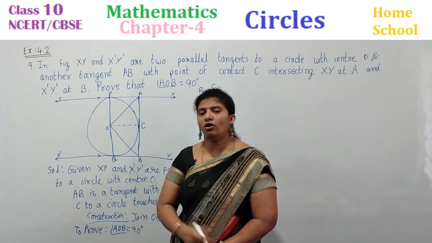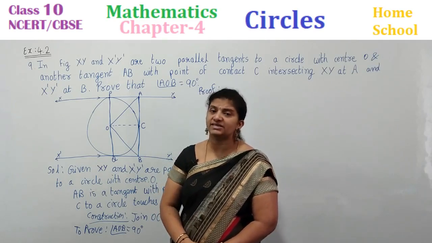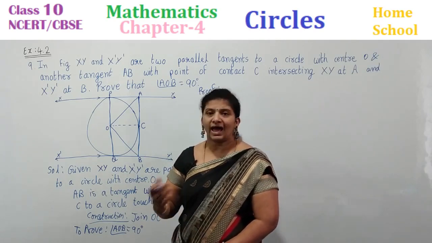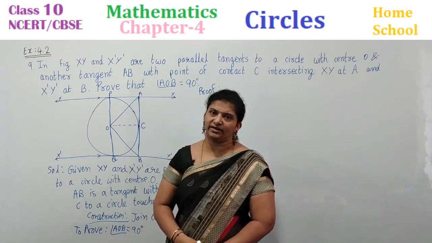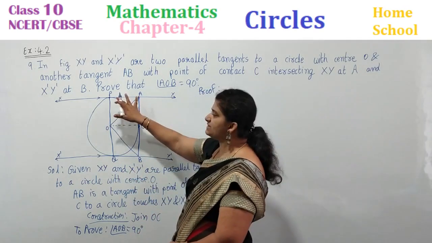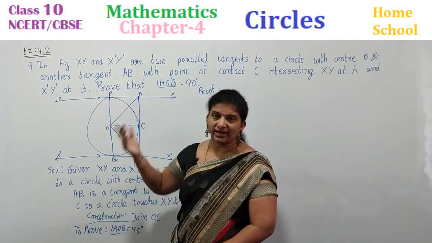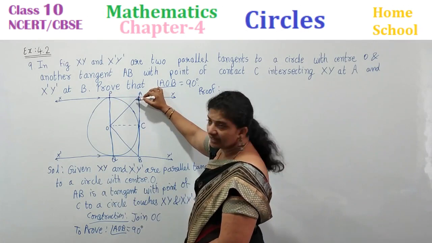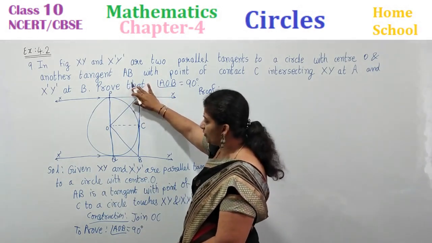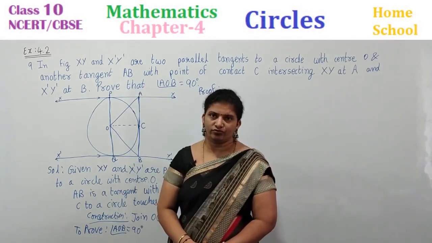If they are congruent, what can I say? By CPCT, the remaining angles or remaining sides can be equated. Already all the sides are equal. Let us equate the angles. This angle is equal to this angle, I prove. With this, I am going to start my proof.